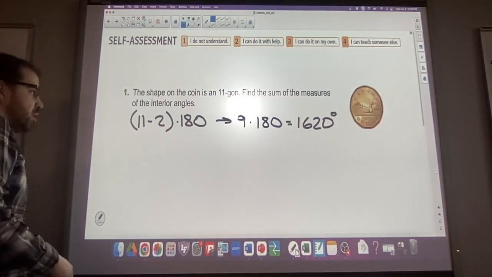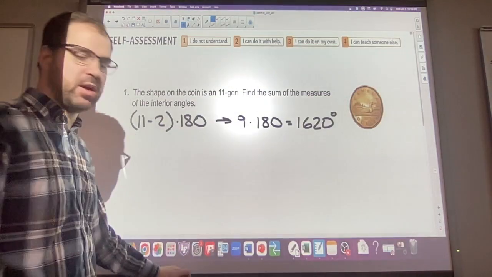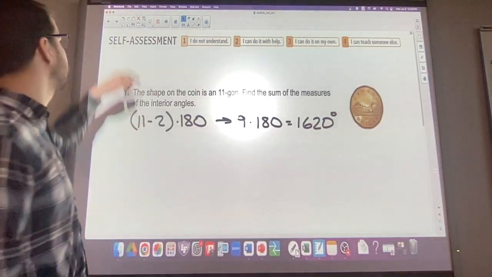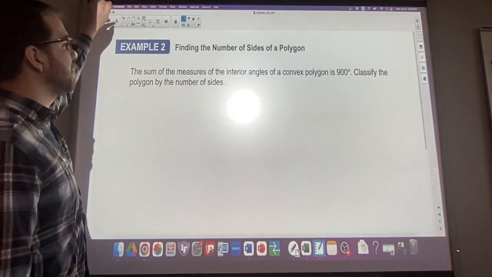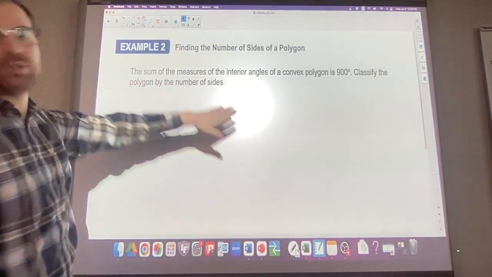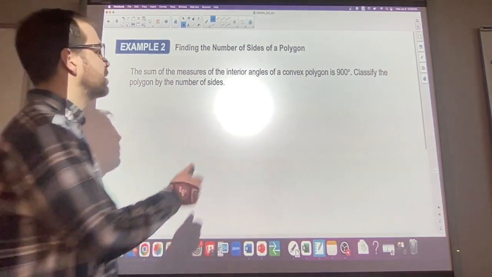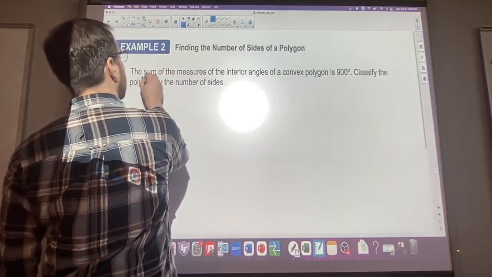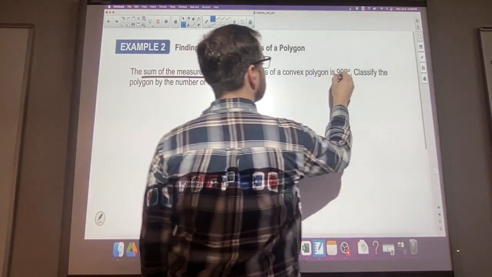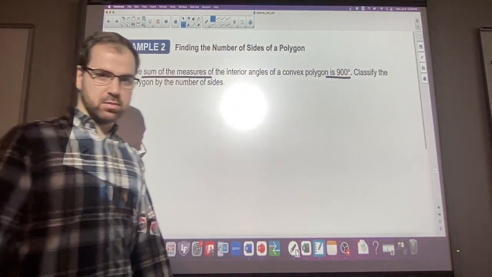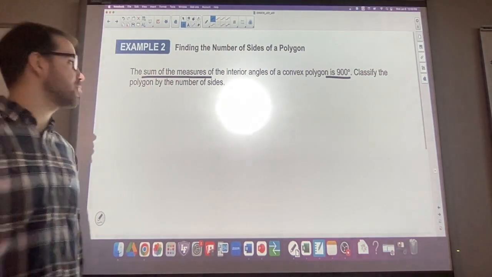Yeah. So that's pretty straightforward. Plug it in, and you get your answer. Now, let's talk about working the other direction. Okay, so you want to write down this example. The main thing here is that the sum of the measures is 900 degrees. Make sure you know that the sum is 900.